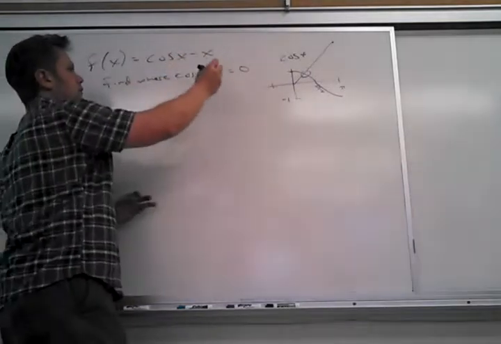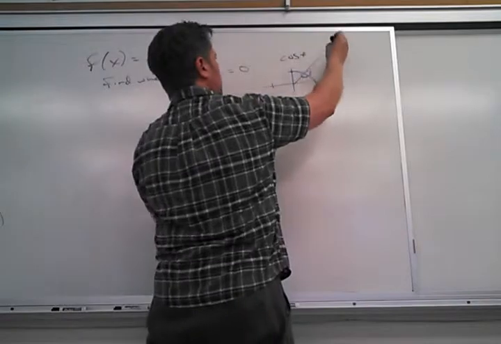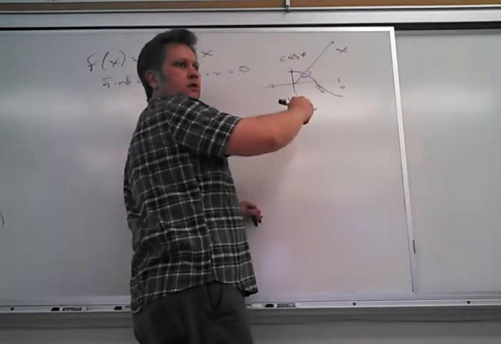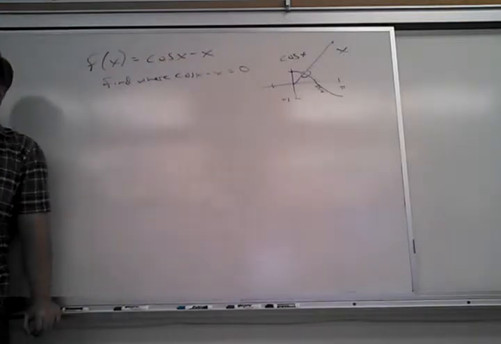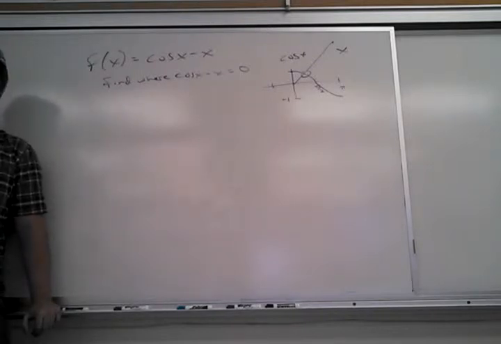I'm looking at cosine x, and then I'm looking at x. Where is this going to equal 0? It's where these two things are equal. So if I look at where cosine x is, and I look at what x is doing, I want to see where they meet. And I do not have to be very precise.